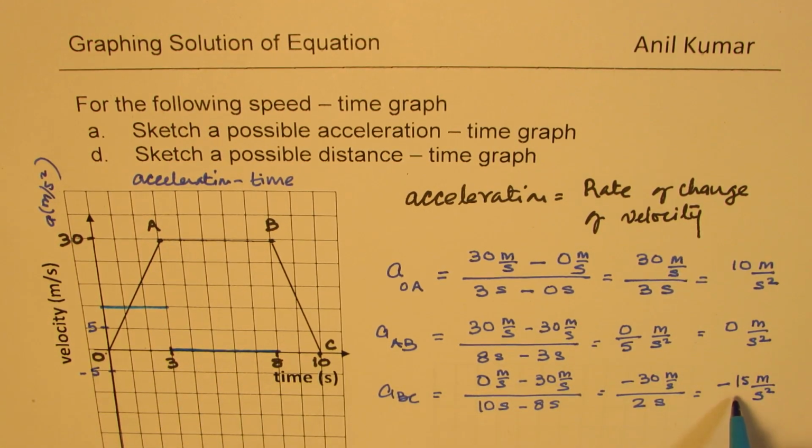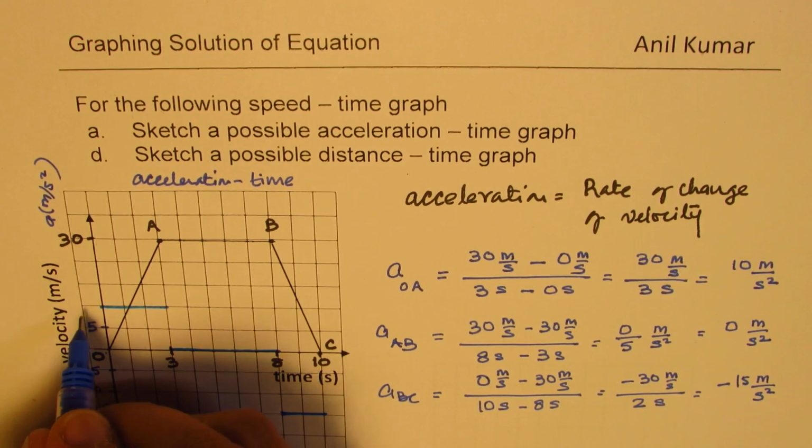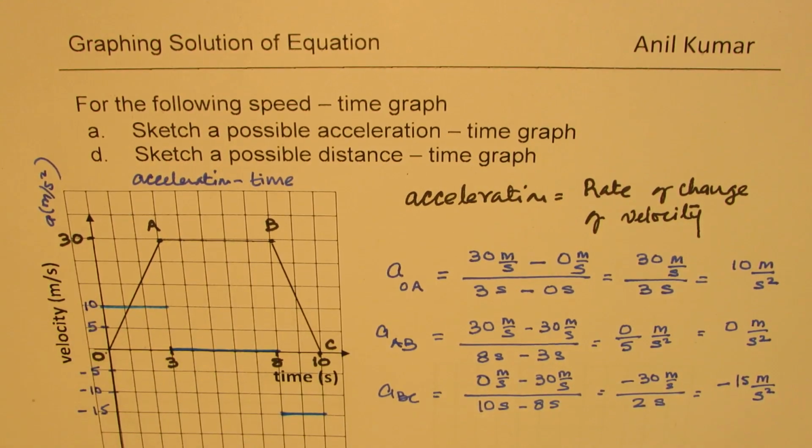And then we have minus 15. So 5, 10, 15 in the last phase. So these horizontal lines represent the acceleration for the given situation. Is that clear, right? So we have this as minus 15, this is minus 10, and that is 10 meters per second square for us, right?